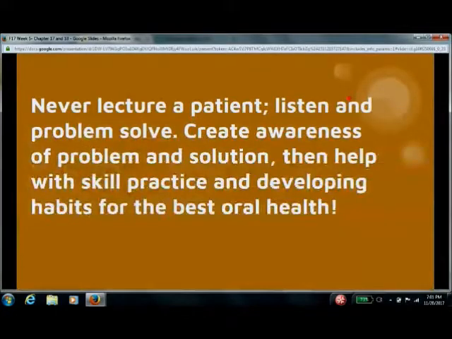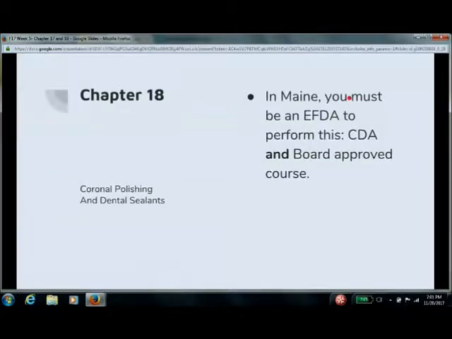Okay. The main thing is to not lecture your patient when you're talking about prevention. Create awareness of the problem and solution, and then help with the skill practice for developing. So if a patient says, oh, all I do is eat carbohydrates, you don't say, you shouldn't eat carbohydrates, that's not the way to do it. What you say is, can you think of one carbohydrate that you could substitute for, say, a fresh fruit, or something that is healthier for your teeth? And that's the way to begin the conversation. Any questions?